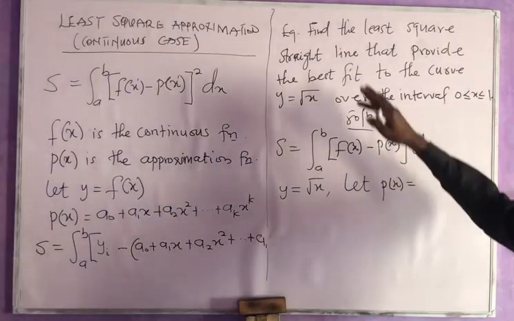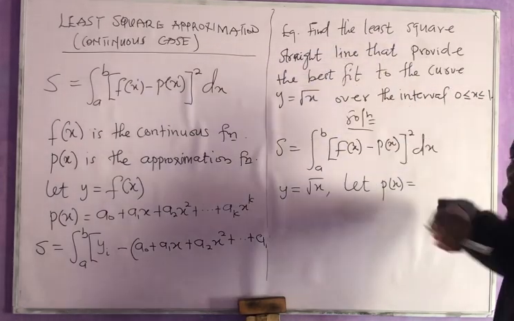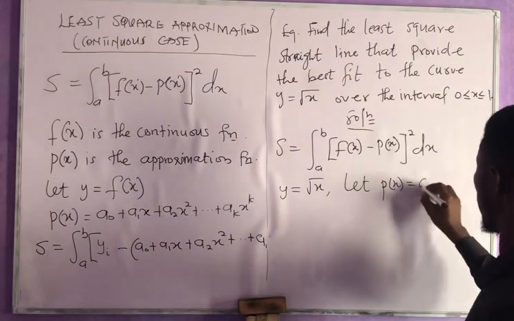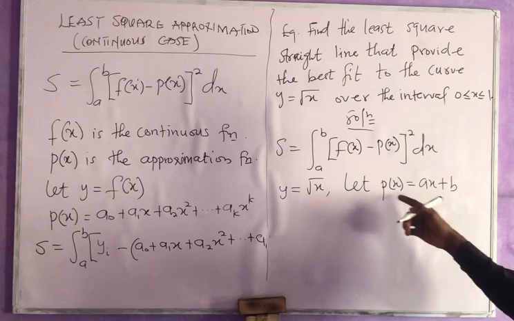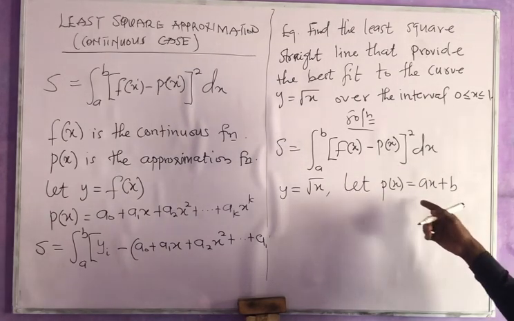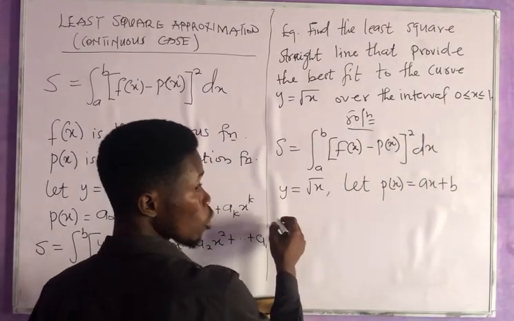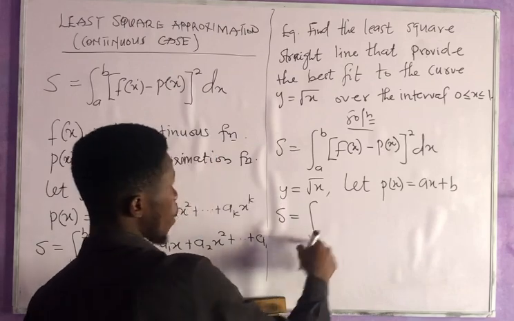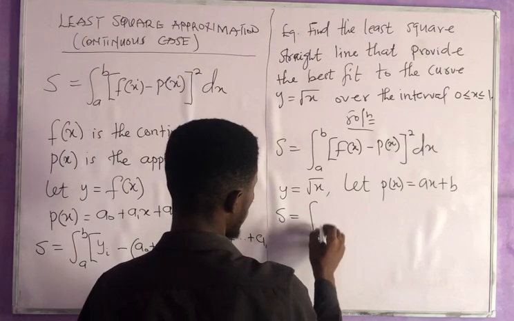Now, in the question, you are talking about what? A line. So you know the general equation of a line, and it is ax plus what? B. So in place of the p of x, that will give us the approximation function. That's the line given, and the y has already been given to you. So from here, I have my S equals, starting from, my a is 0, my b is 1. I have 0 towards 1.